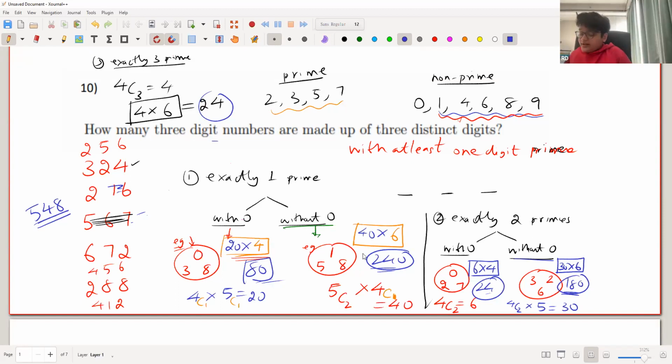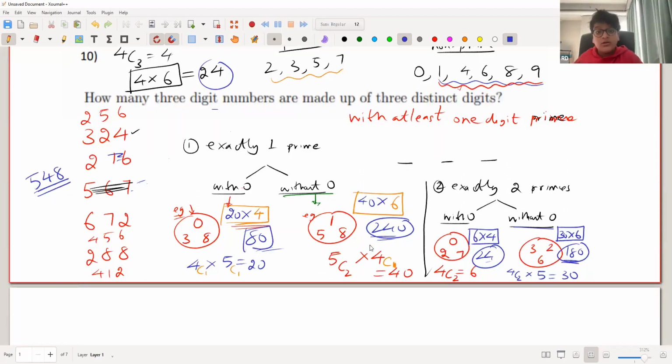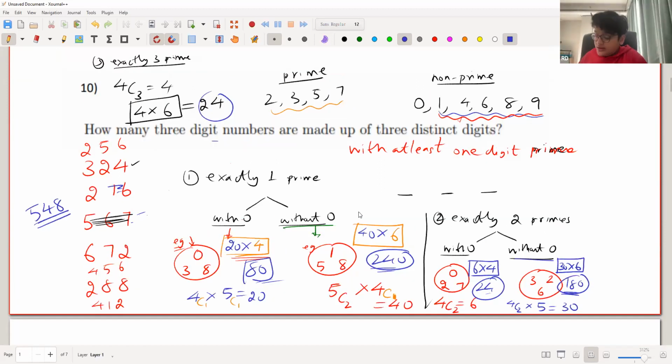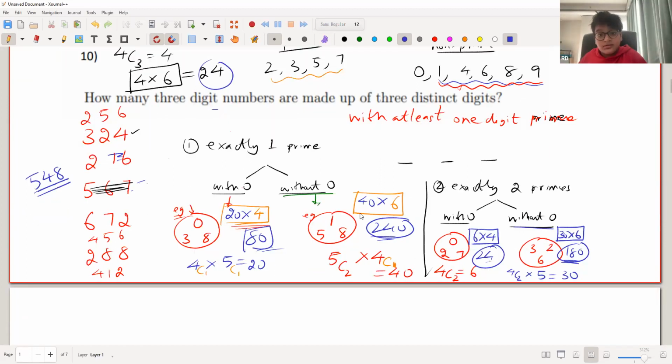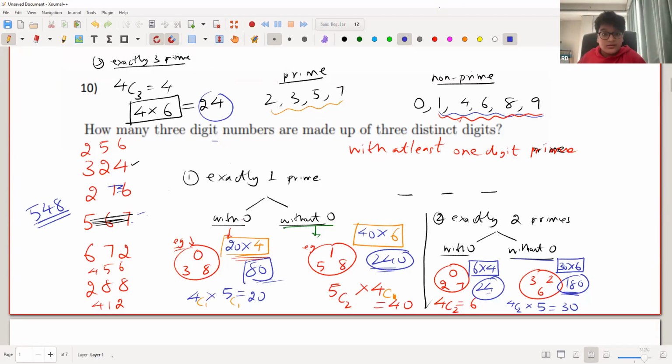This question? I did it in a different way, and I don't really know what was wrong with my method, so can I tell you? Okay, just go ahead. Can you share what you did? I did a similar thing, except that I didn't do with 0 and without 0. So I said with exactly one prime number, you will have 5 into 5 into 4 possibilities. Can you describe what your 5 into 5 into 4 is?